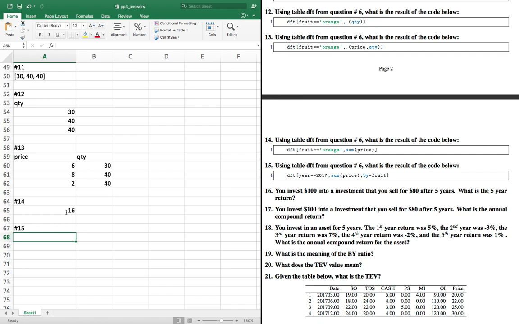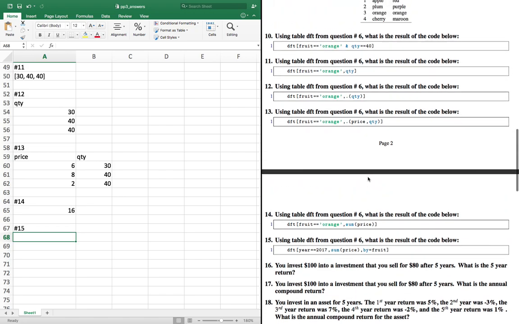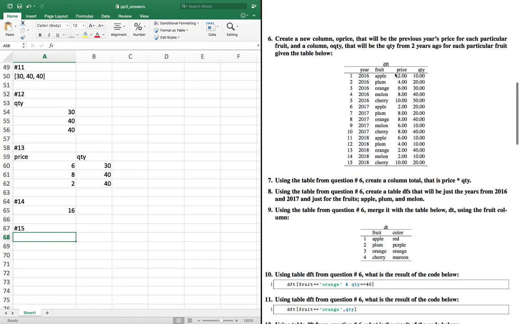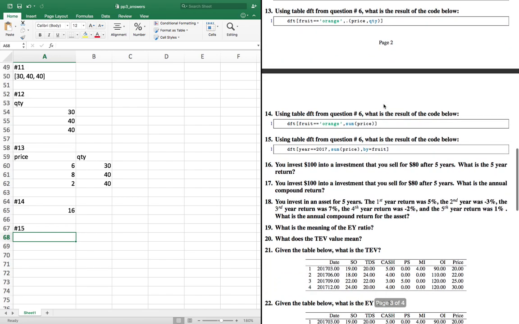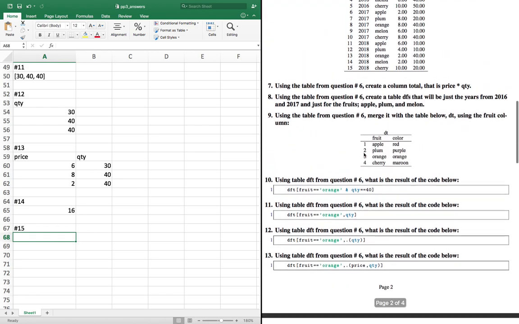Number 15, using the table from DFT from question number 6, what is the result of the code below? Again, here I'm filtering just for 2017. Now, this is what I'm talking about. When you have that third section there, don't look at this, go straight here first. By equals fruit, it's going to take all the fruit tables and break them up into subtables.